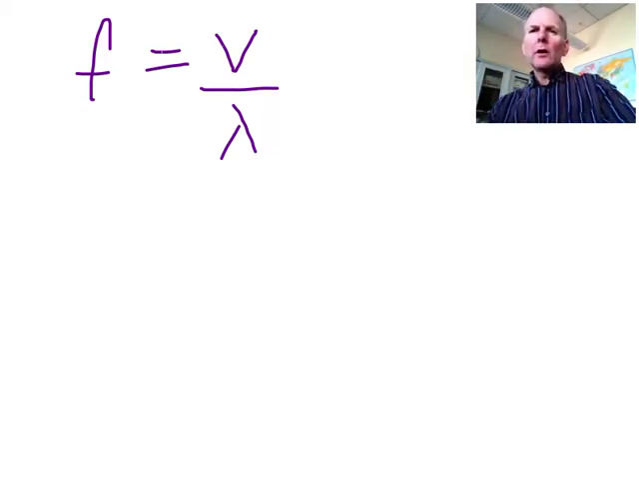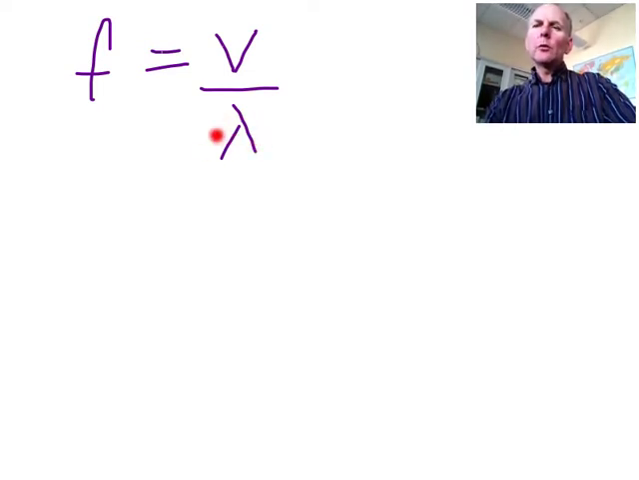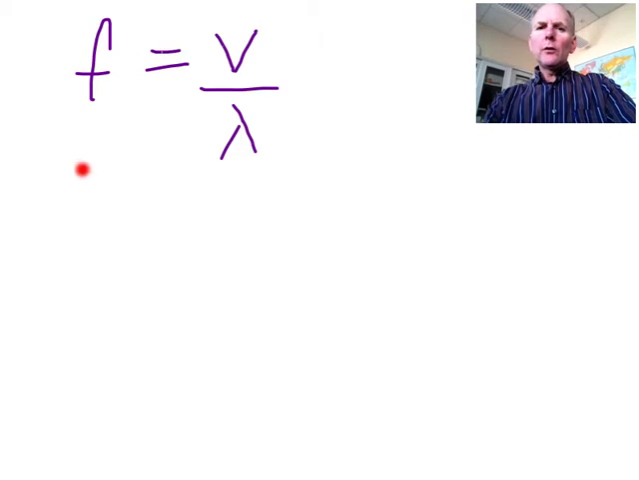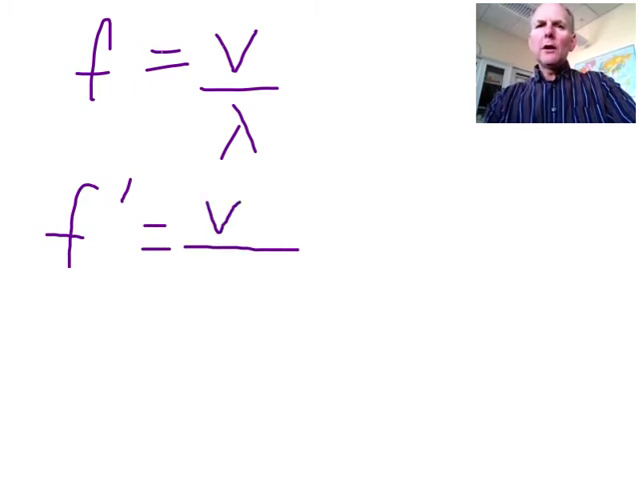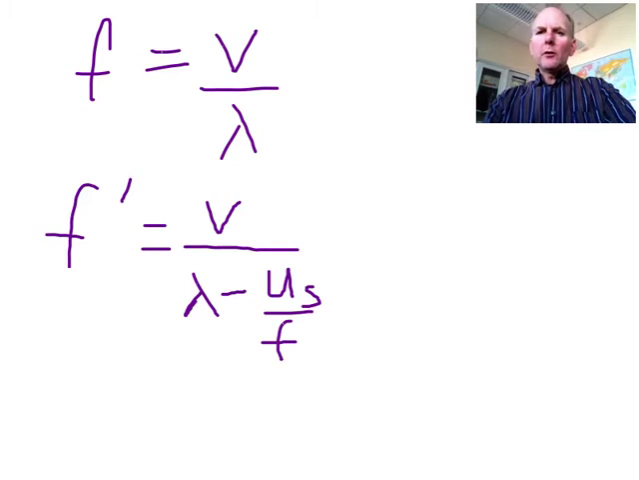Well, we have this general equation for the frequency of the sound, and if we put the apparent wavelength, the shortened wavelength, into this equation, then we're going to start building up an equation for the apparent frequency. Let's call the apparent frequency f prime. It's going to equal v, the speed of the sound in the air, divided by the apparent wavelength, which is lambda, the true wavelength, minus the speed of the source over the actual frequency. And one final step will take us to this equation.